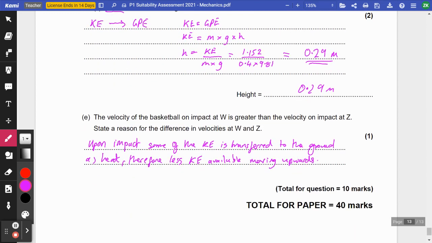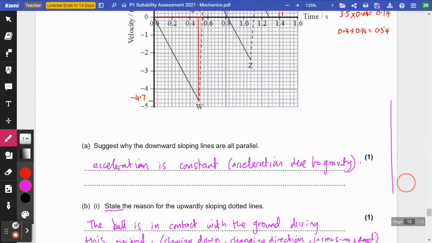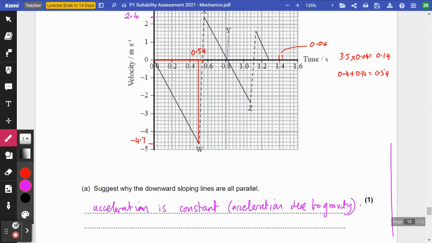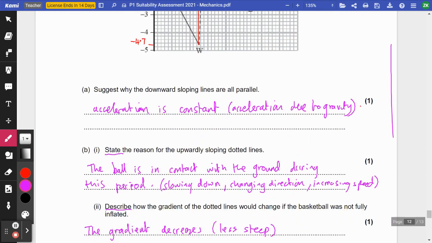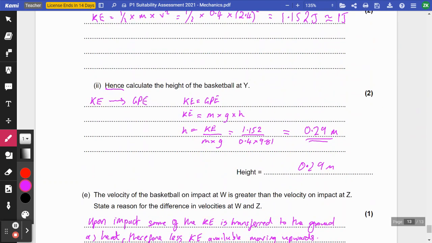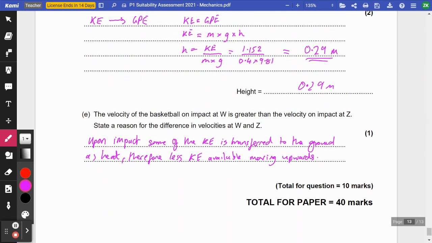Now, the velocity of the basketball on impact at W is greater than the velocity at impact at Z, and we can see this when the ball hits the ground, it's at 4.7 meters per second. When it leaves the ground, it's at 2.4 meters per second. So clearly it's lost some kinetic energy. Where has that kinetic energy gone? Some of that kinetic energy has been transferred to the ground as heat, therefore less kinetic energy available for moving upwards.